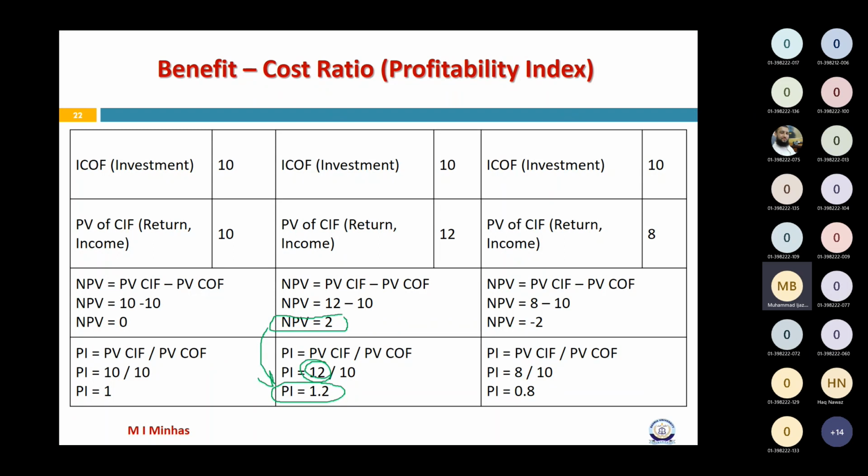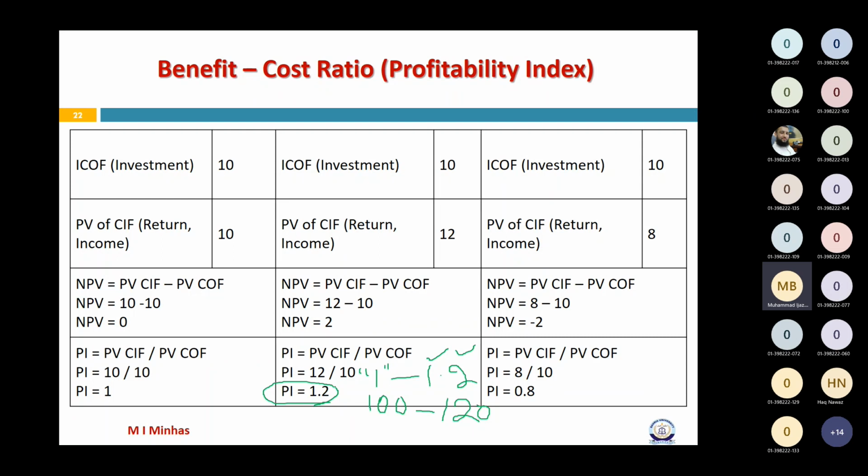Right. So what does this 1.2 mean here? Do you have any idea? It is telling you that on spending $1, I will get a return of $1.2. Very good. So it means that if I invest $1, in return I will get $1.20. Or in case of rupees, if I spend 100 rupees, in return I will get how much? 120 rupees. So 20 rupees, correct?